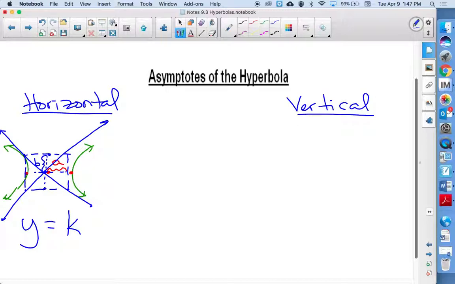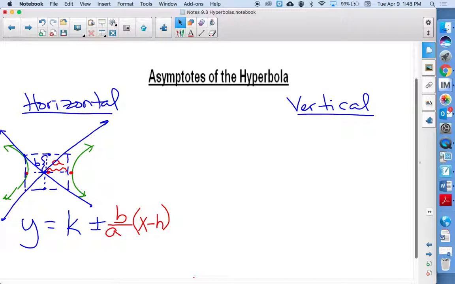And I have two lines, one with the positive slope and the same negative slope. So that gets a plus or minus. Because you have two lines that have the same slope, just one's positive, one's negative. What is the slope of that line, Virginia? Yeah, because it's rise over run. So we're going up b over a to get the next point on that line, which is the corner of the box. So b over a. And then to know how far we're moving left or right, that's where the x minus h comes in.